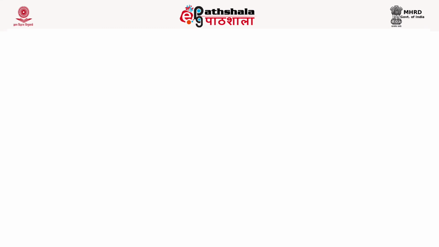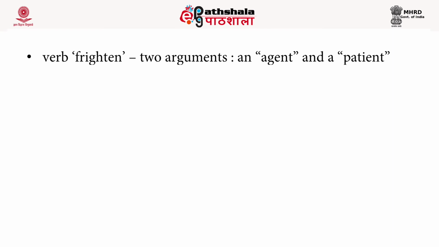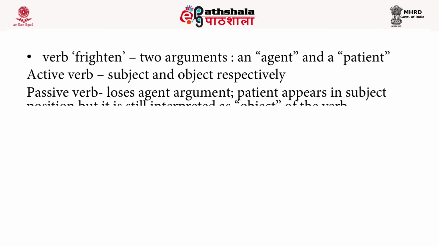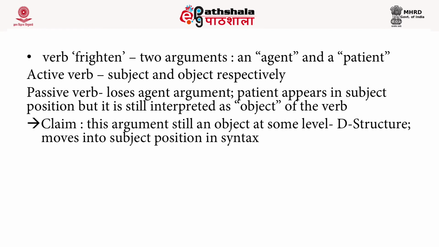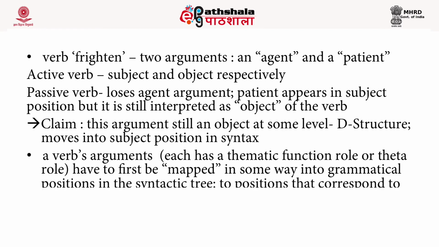To break this down further, we see that the verb frighten has two arguments, an agent and a patient. Active verb takes subject and object respectively for an agent and a patient. Passive verb loses this agent argument. The patient appears in the subject position, but it is still interpreted as the object of the verb there. Now the claim that we are trying to make here is that the argument is still an object at some level of representation, and we say that level is the D structure. It moves into the subject position of the verb from that object position after that level of representation.